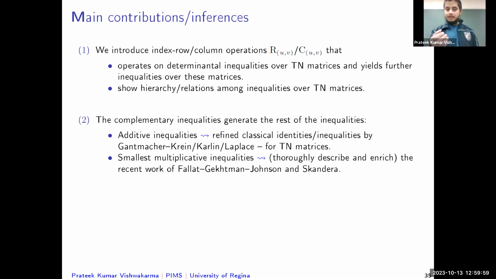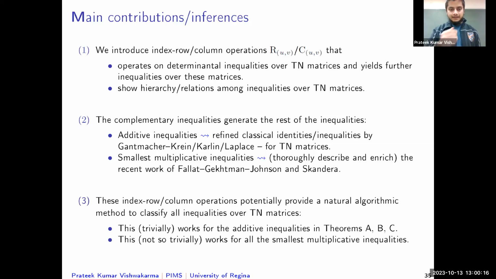But clearly, the complementary inequalities are at the top of the hierarchy, and we were able to prove for all the inequalities that we saw so far that the complementary inequalities are in fact those which generate the rest of the set of inequalities. And the introduction of these row and column operations naturally also gives us an algorithmic way to test whether an expression is a determinantal inequality. We were able to see that trivially for all additive inequalities that we saw today, and we also were able to test the same for the smallest multiplicative inequality. However, that proof required some work.